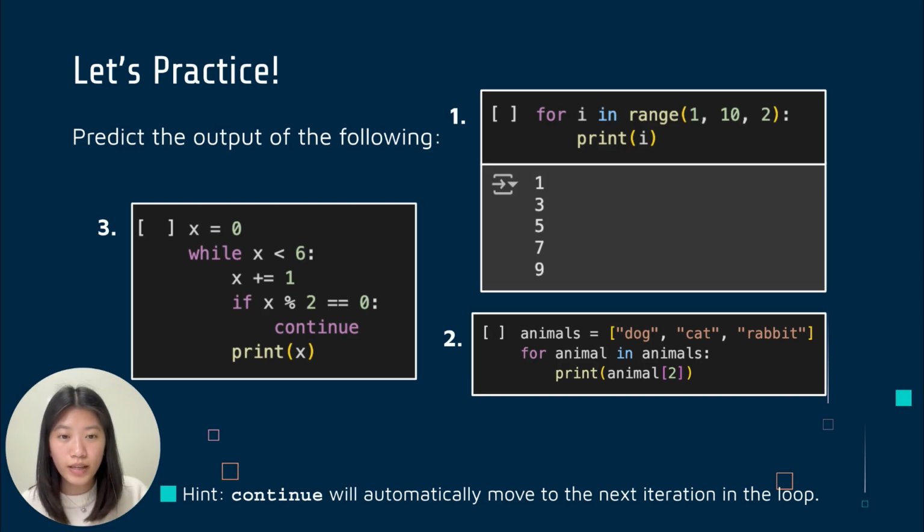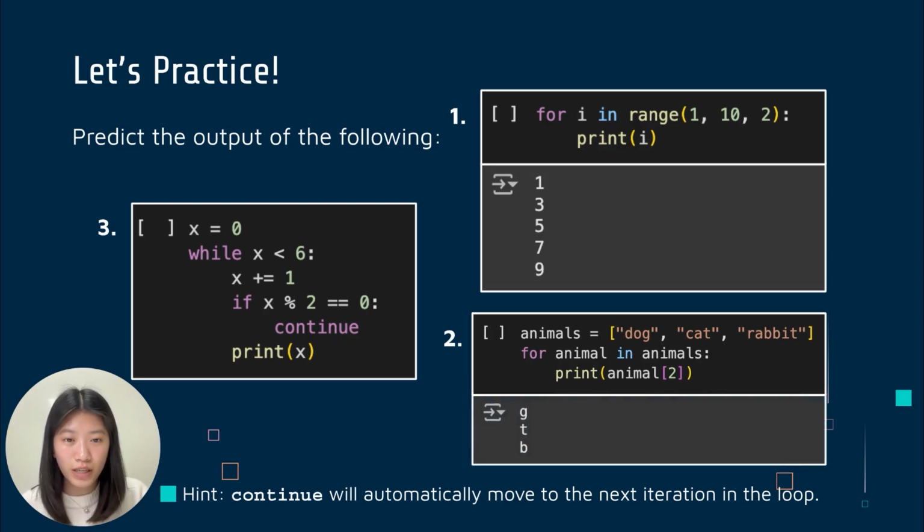For question 2, the answer is going to be GTB. And we know this to be the case because we created a list animals that contains the strings dog, cat, and rabbit. And then we have a for loop of for animal in animals. We're going to print the character in the animal string at index 2.